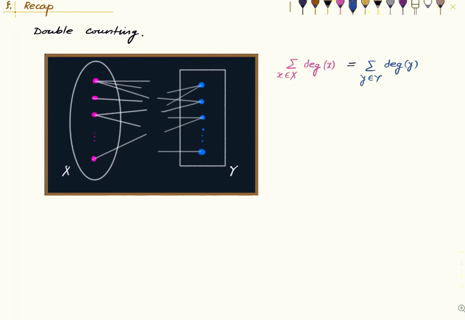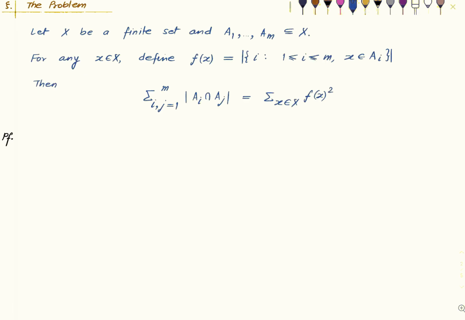Okay, so now let's go to the application or illustration. So here is the problem. Fix a finite set X, and let's say we have subsets A1 up to Am of the set X. Here we are not demanding that these are pairwise distinct subsets or any such thing. There could be repetition here. They could all be the same for all we know.